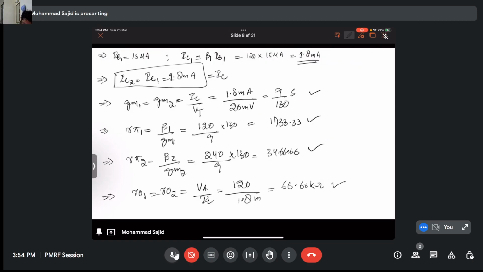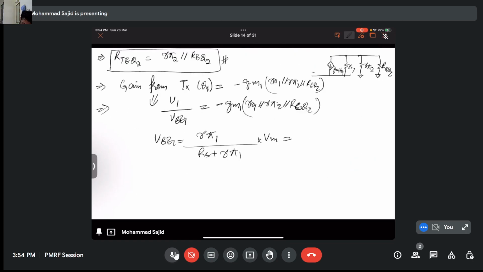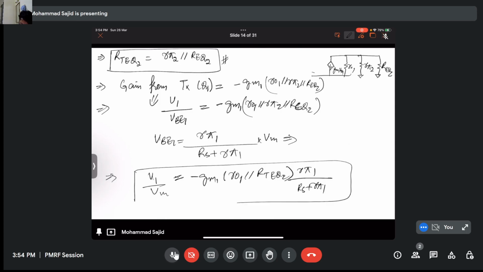Once you find the value, you have found the values of R51 and R52. So you can directly use these values and find this VBE in terms of V in. So my V1 by V in will be equal to minus GM1, times the total equivalent to Q2 into R pi 1 divided by RS plus R pi 1. This is my V1 in terms of V in.